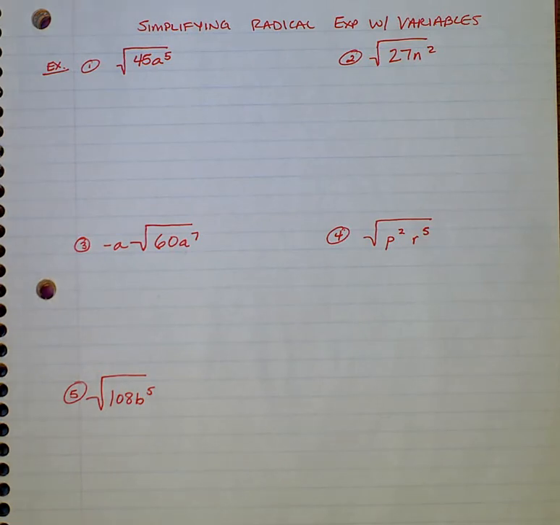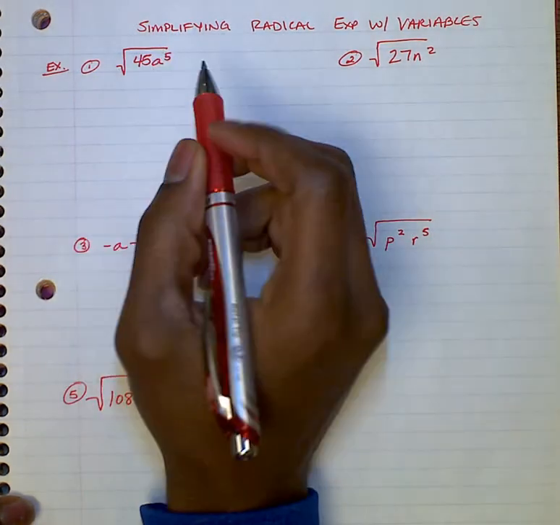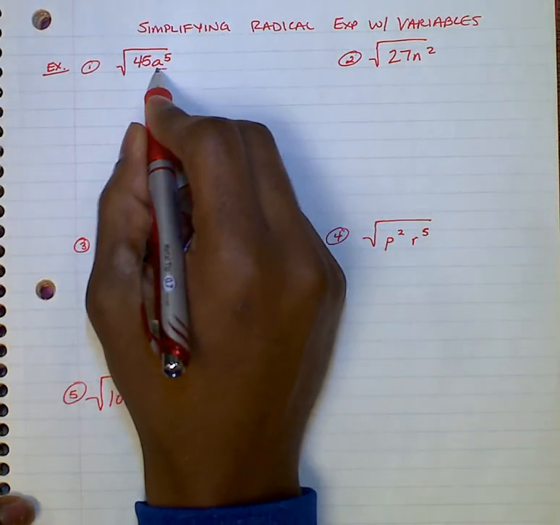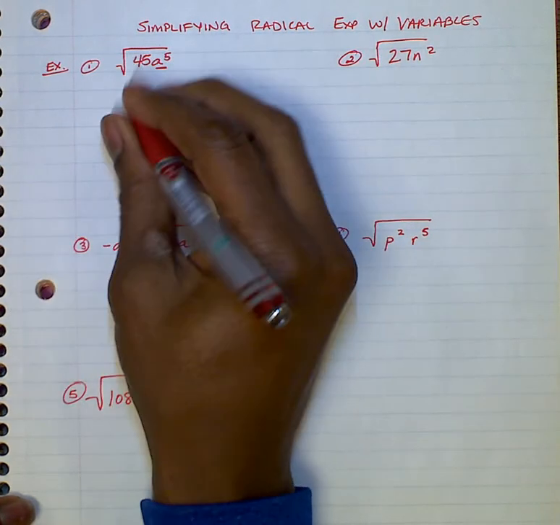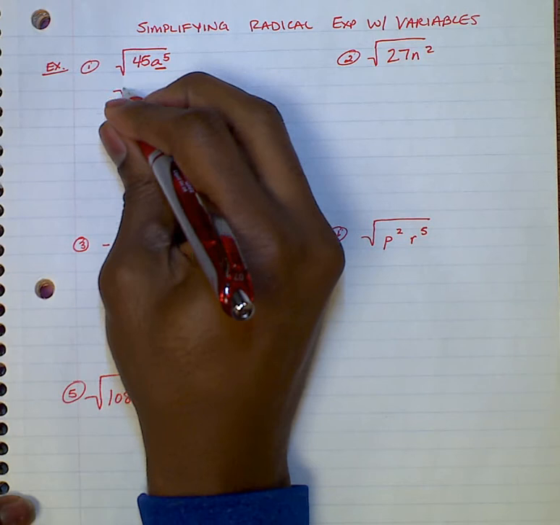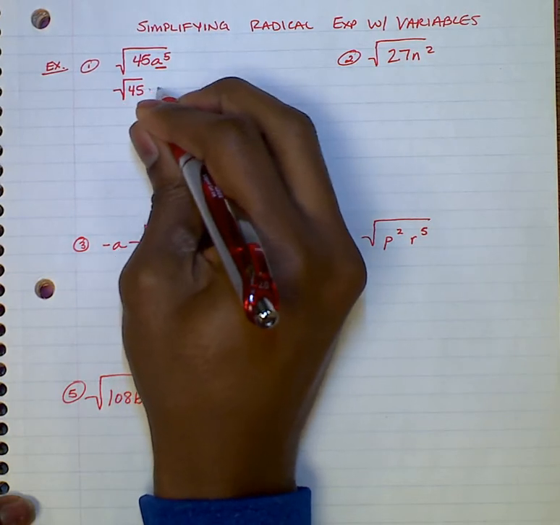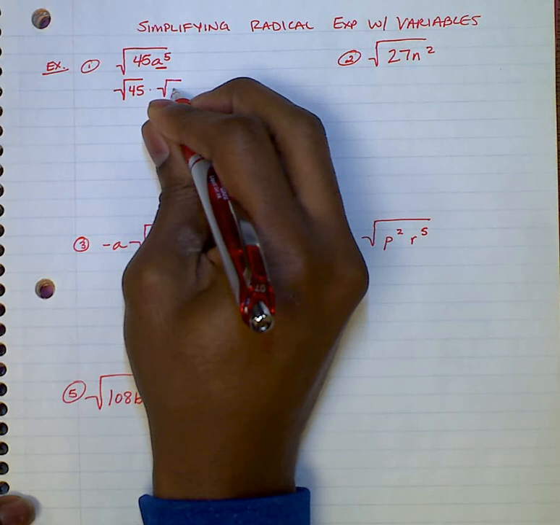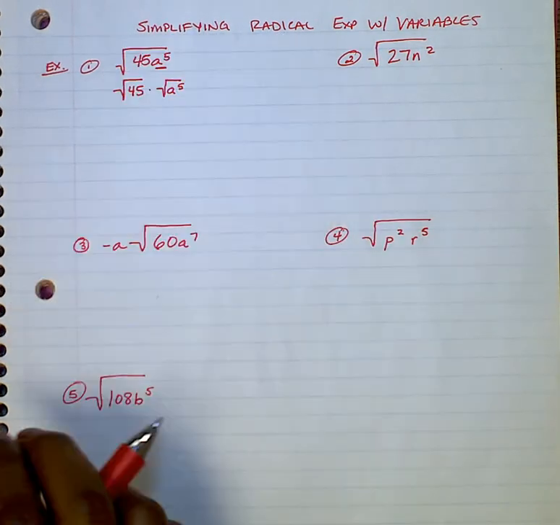I think that if you got the last lesson, you should be alright with this one as well. So let's just jump into it because nothing changes. So we have radical 45 a to the fifth. Now we have this variable here, and how I deal with variables usually is I just separate them. Yesterday I told you how we can do the multiplication property to separate our radicals. I'm going to do that here. So I have radical 45 times radical a to the fifth. You know that's the same thing. Now I'm going to deal with this radical 45.